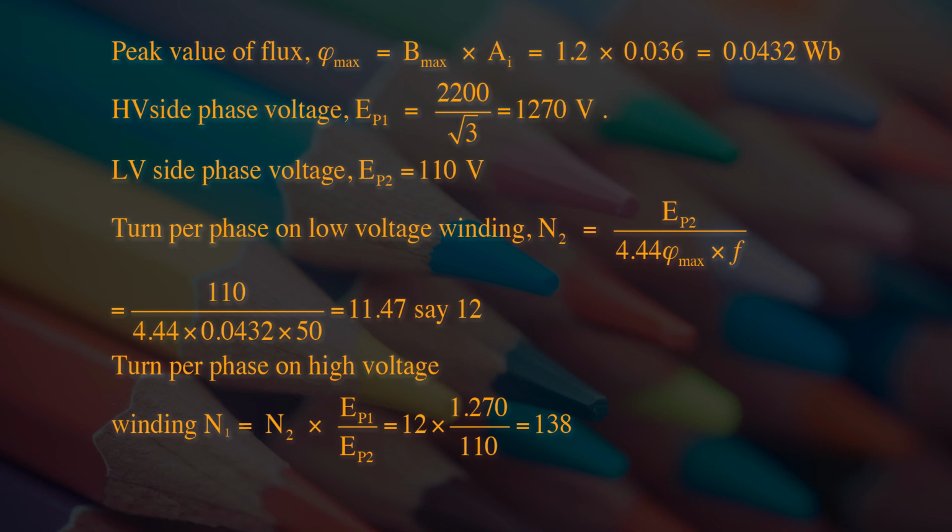The turns per phase on the high voltage winding, N1, can be written as N2 multiplied by EP1 upon EP2. The value of N2 is 12, the value of EP1 is 1270, and the value of EP2 is 110. After putting all these values, you find the turns per phase on the high voltage side, that is N1, is equal to 138.